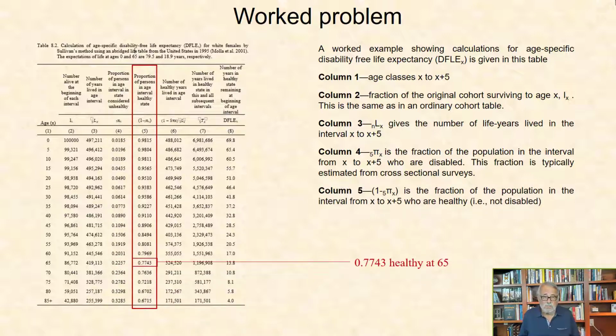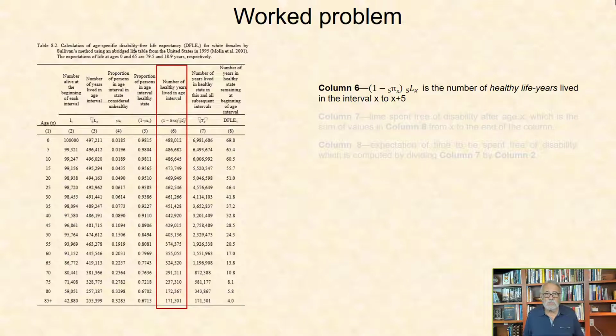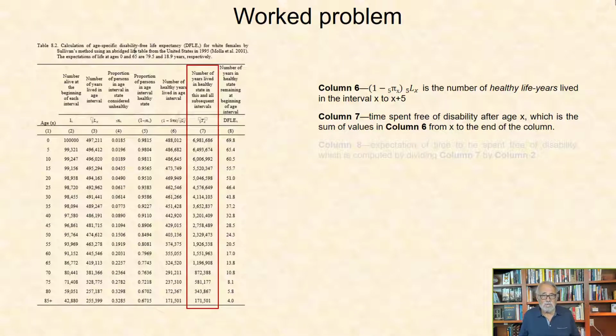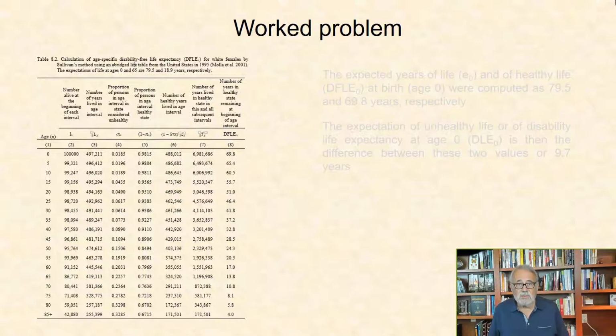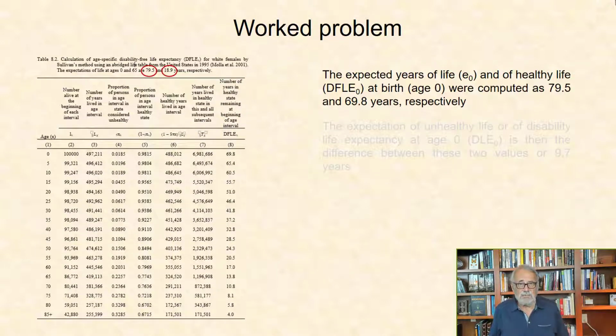Column 5, 1 minus 5π_x, is the fraction of the population in the interval from x to x plus 5 who are healthy, i.e. not disabled. Column 6 contains the number of healthy life years lived in the interval x to x plus 5. Column 7 is the time spent free of disability after age x, which is the sum of values in column 6 from x to the end of the column. Column 8, expectation of time to be spent free of disability, is computed by dividing column 7 by column 2.